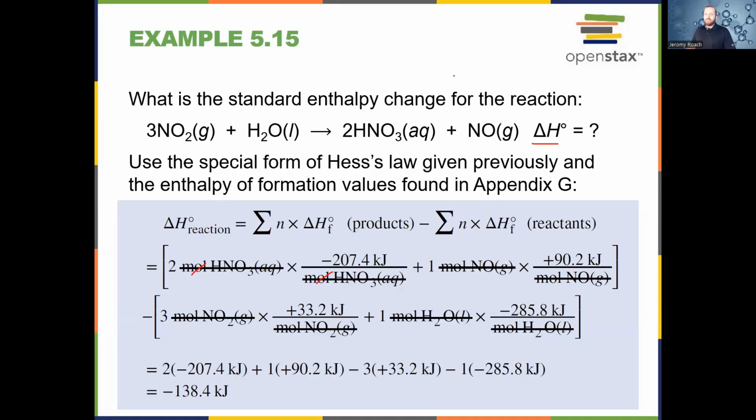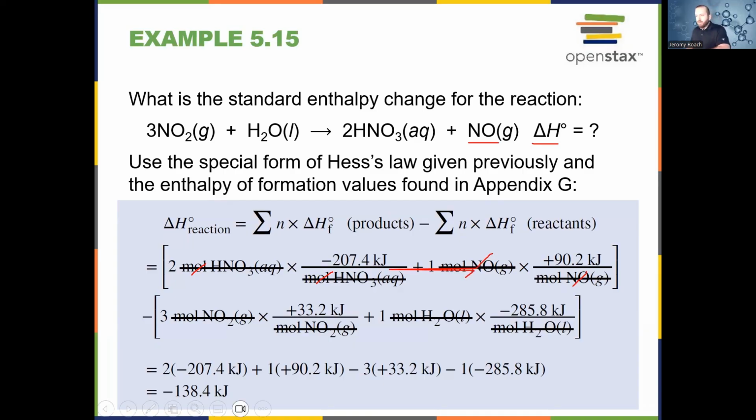Now we also have another compound that's in our products. We have 1 mole of it. There's just a 1 there. If there's no 1, that just means the coefficient is equal to 1. So now we have 1 mole of that. And again, we'll have to look this up in the book to see what the standard enthalpy of formation is. And so that's 90.2 kilojoules per mole. Again, moles and moles cancel out.